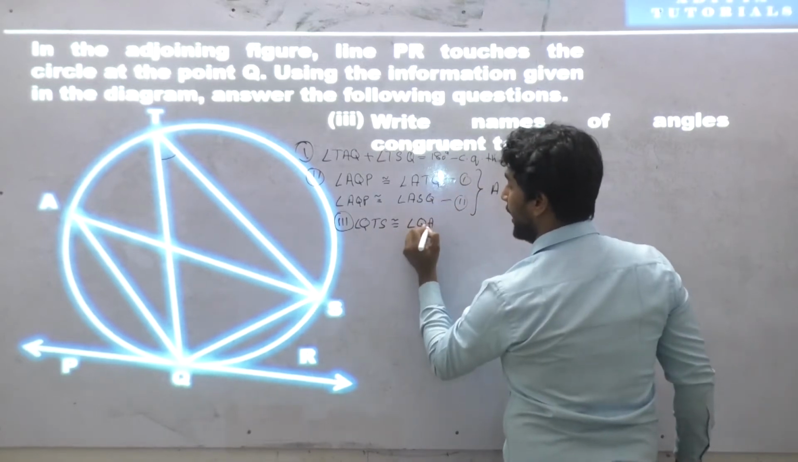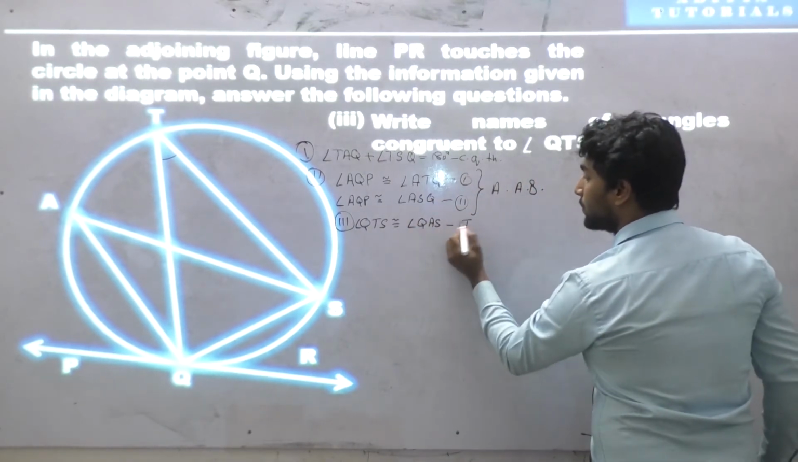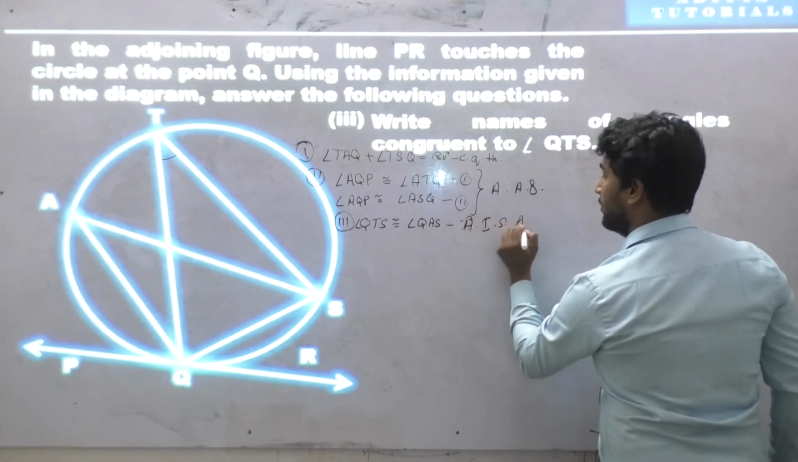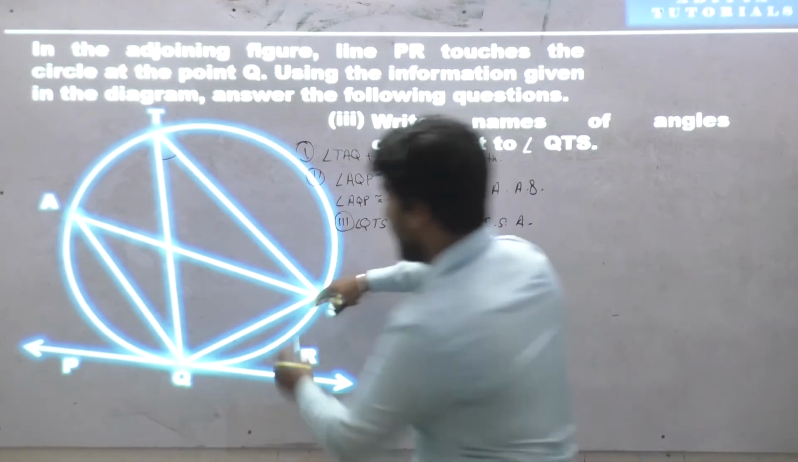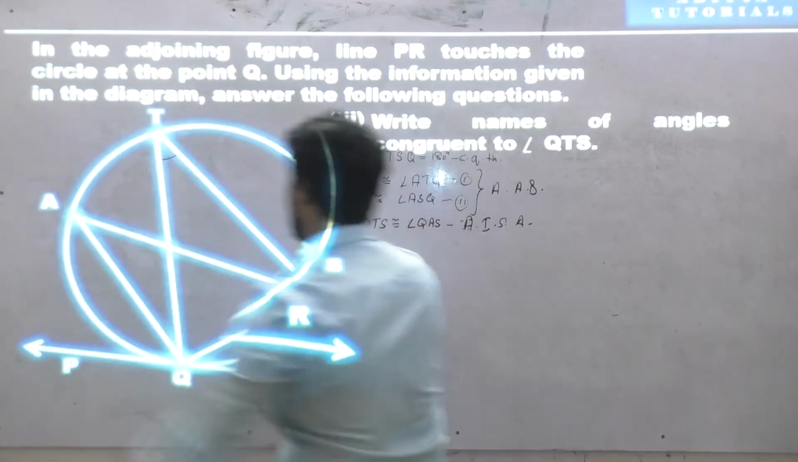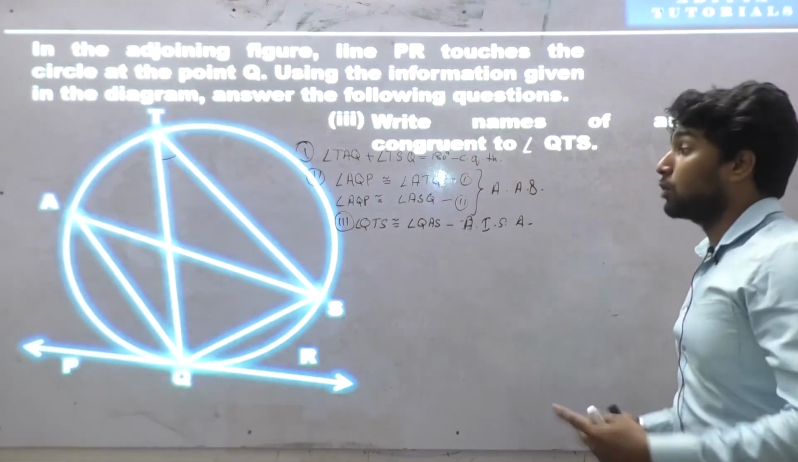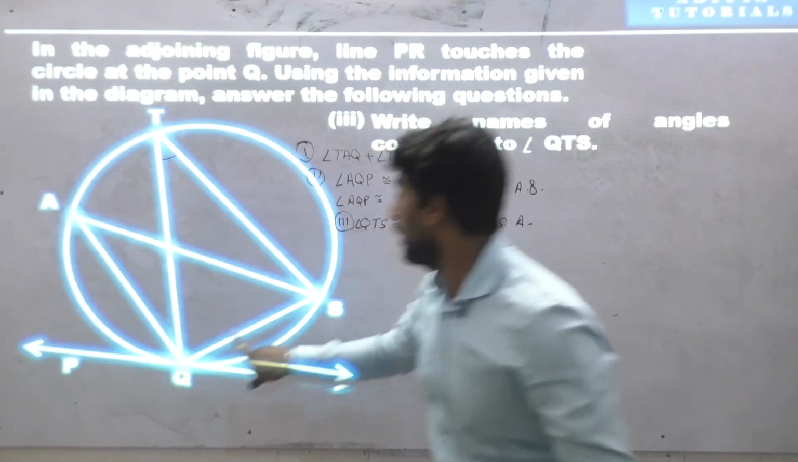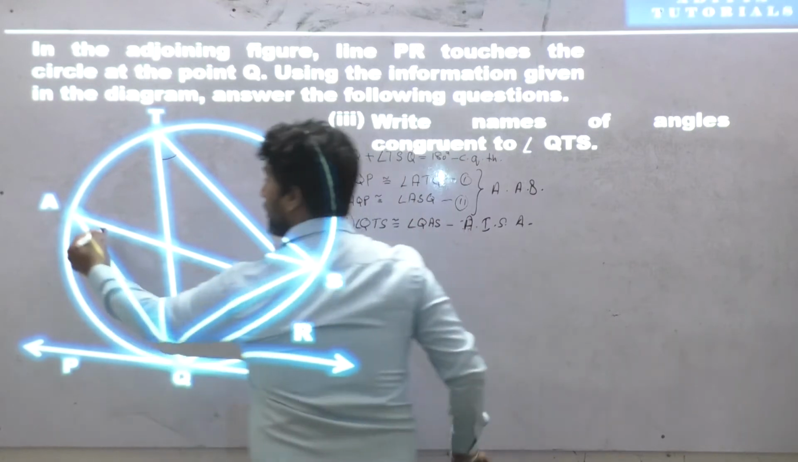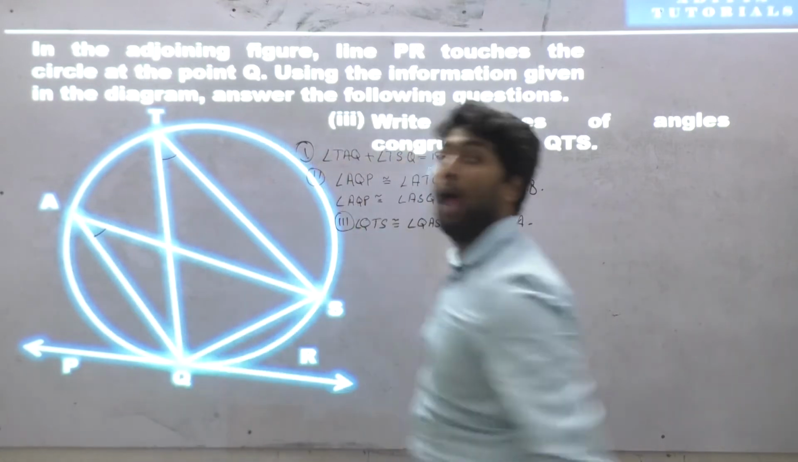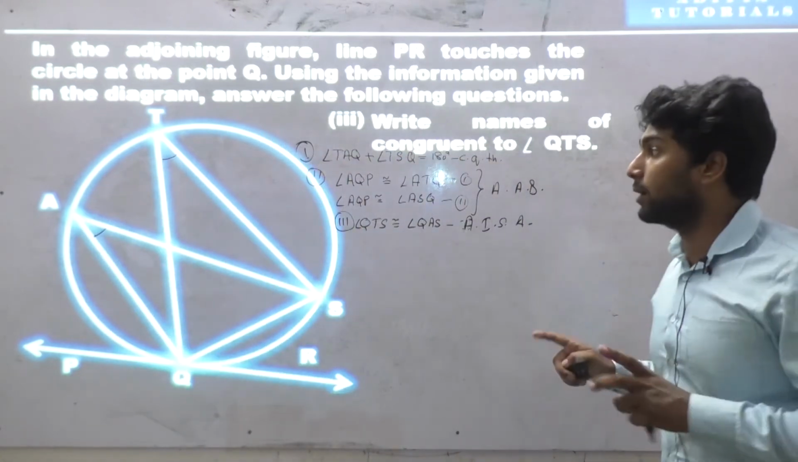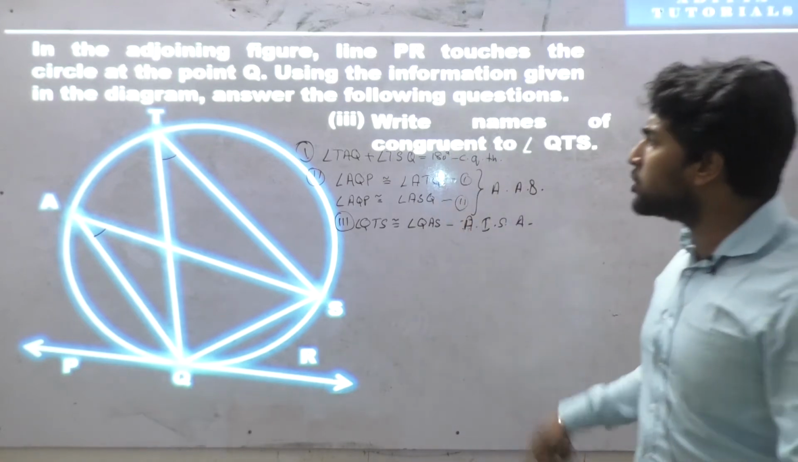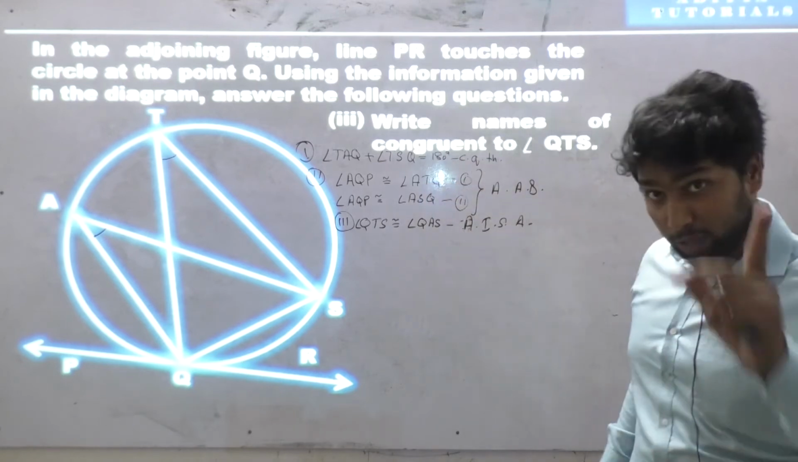Angle QAS. Angles inscribed in the same arc, that is, the angles are congruent. So I can say that angle QAS is congruent to angle QTS. Can you see, this angle and this angle are congruent? Angles inscribed in the same arc, that is corollary 2 of the inscribed angle theorem. What else can be congruent to QTS? Pay attention again.